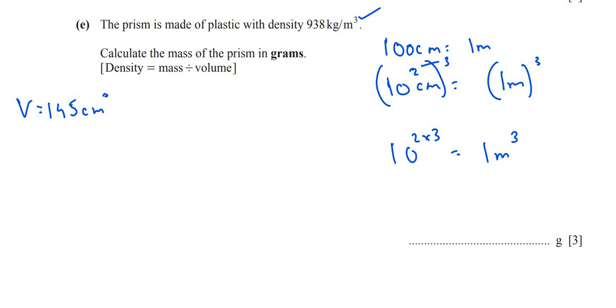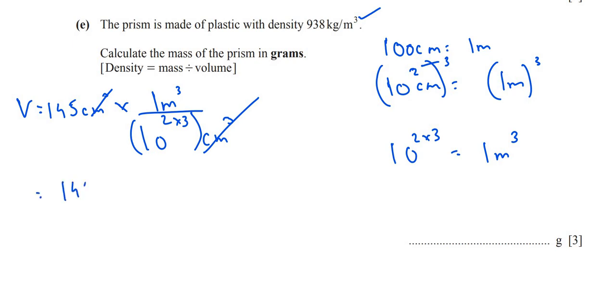That's why I will multiply this with 1 meter cube, and I will divide it with 10 raised to power 2 multiplied by 3 centimeter cube. So centimeter cube gets cancelled out. 145 multiplied by 1 meter, I will get 145. Divide the whole thing with 10 raised to power 6.